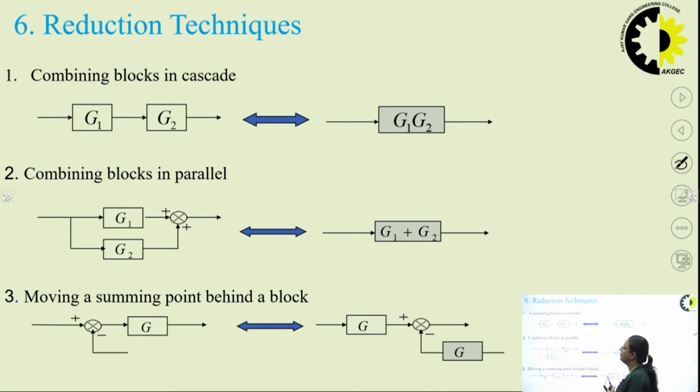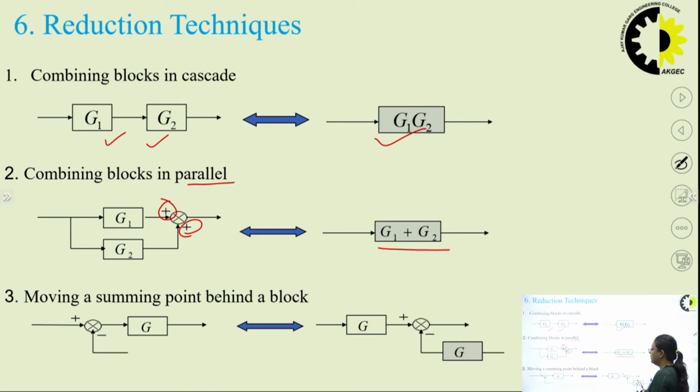So another one is the reduction technique. How can we reduce if two blocks are connected in series or in cascade? Then we can represent these two blocks with a single block with their transfer functions multiplied by each other. This is similar for n number of blocks. Similarly, if two blocks are connected in parallel, then these two can be represented by a single block with their transfer functions added or subtracted with each other. It will depend upon the sign which is applied at the summing point.